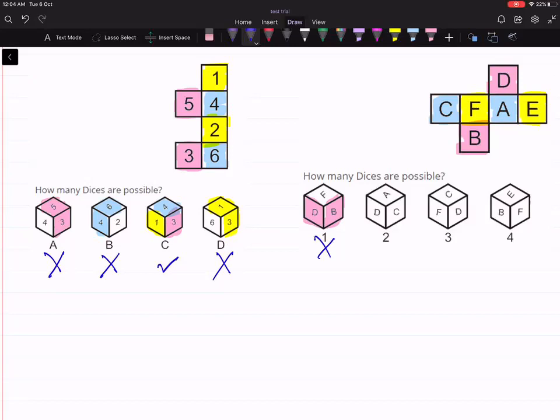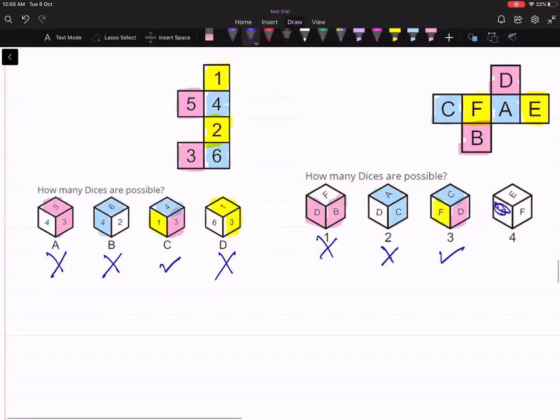If I take, let's say, the next one, A is there, C is there, and A and C are actually opposite pairs coming into the same picture. This is not possible. Next one, C is there, F is there, and D is there. So in this, none of them is getting repeated. So this is correct.